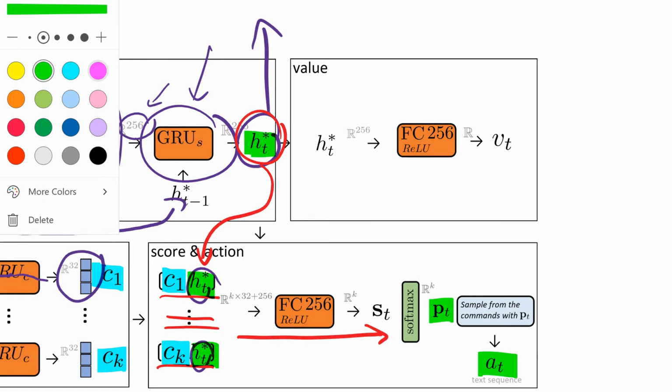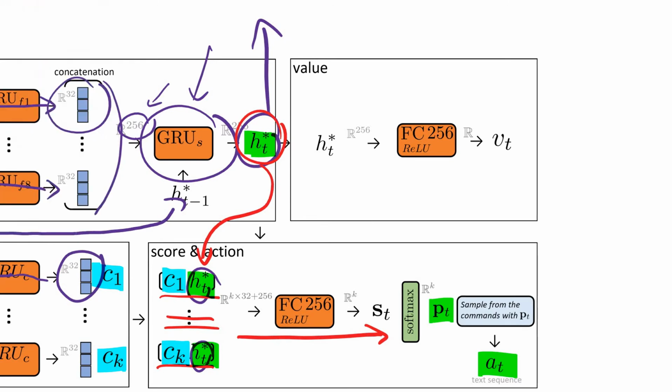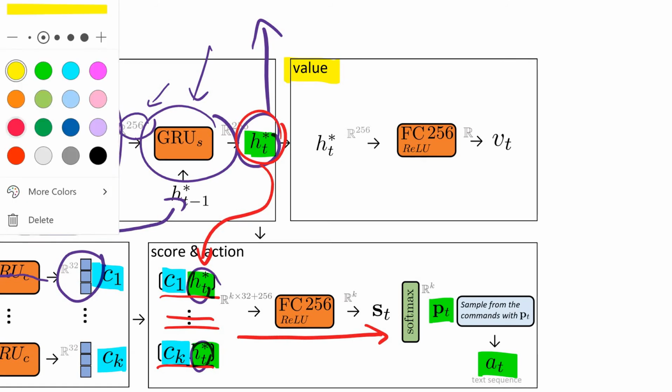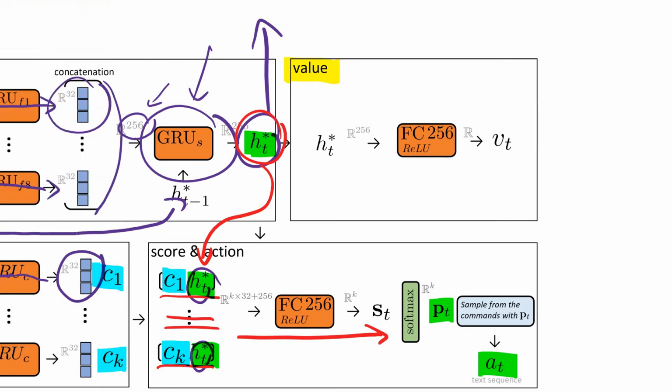The last thing you need is a value network, and this is just important for reinforcement learning. It tells you, from this state here, which is the same as this one, so you simply transfer this over, from this state, how valuable is that?